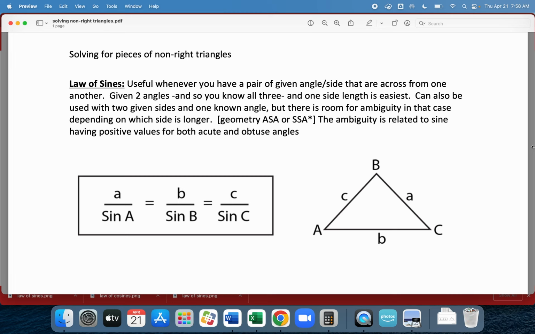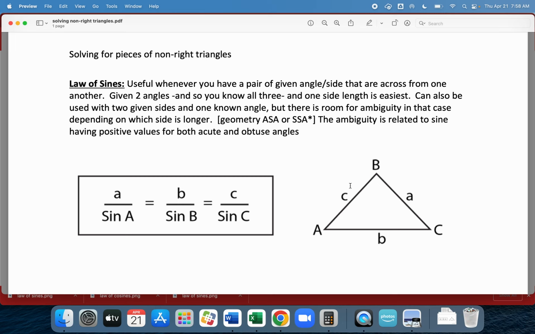Or sine of 90 degrees is 1. Sorry, I was thinking of cosines all of a sudden. Sine of 90 degrees is 1, and so we don't have to deal with that so much. But you can use this to solve for pieces of non-right triangles. So let me just pull this out. There's a whole little blurb up there.